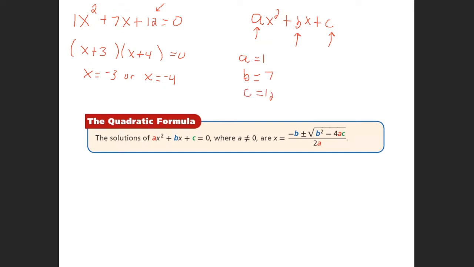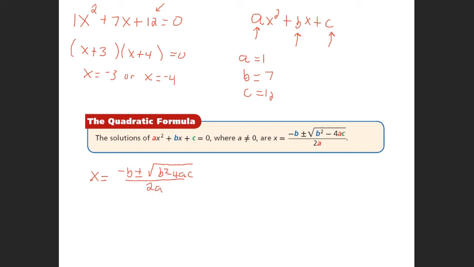So that's the first thing you want to do when you do a problem using the quadratic formula. You want to figure out what the a value is, the b value, and the c value. Then all it becomes is just a plug and chug formula. And what do I mean by that? Well, here's my formula. x equals negative b. Okay, so my b value is 7, so negative of that would be -7, plus or minus the square root of b squared minus 4ac all over 2a.